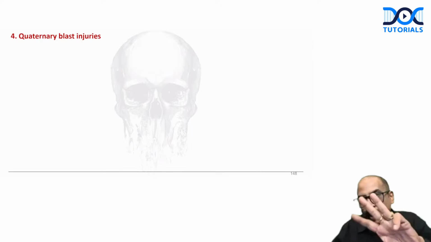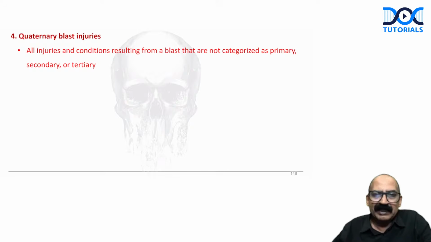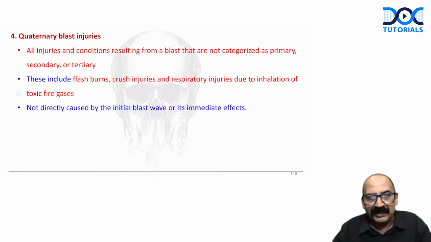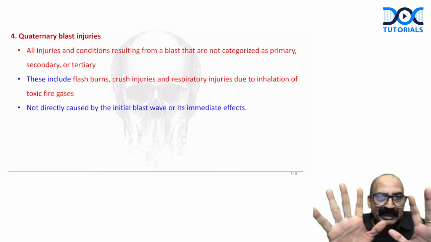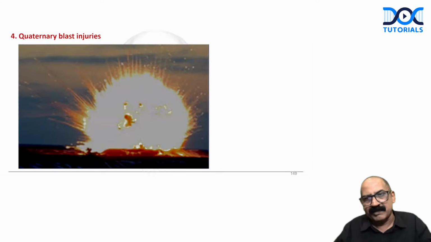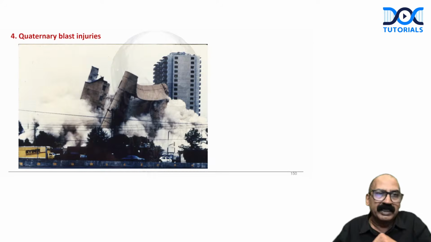The injuries which are not categorized under primary, secondary, and tertiary blast injuries. Maybe due to the fire, meaning flame, or maybe a building may fall and the person sustains injury, not directly related to the initial blast wave or immediate effects. For example, if flame touches the person, or if a building collapses and you get injured inside the building, all these are quaternary blast injury.